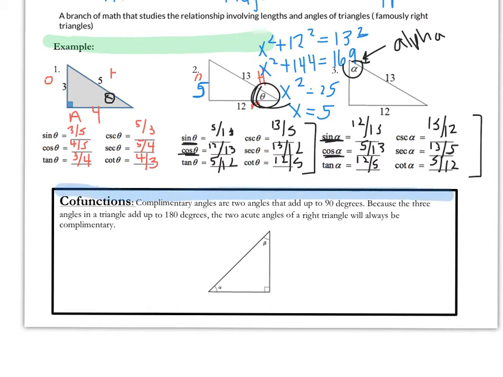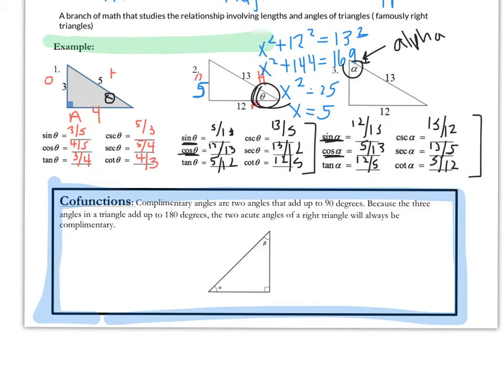So cofunctions. It says complementary angles are 2 angles that add up to equal 90 degrees. Because the 3 angles in a triangle add up to 180 degrees, the 2 acute angles of a right triangle will always be complementary. So since all 3 of these angles make 180 degrees, and this one's always 90, these 2 have to also add up to make 90, which means they are always complementary.